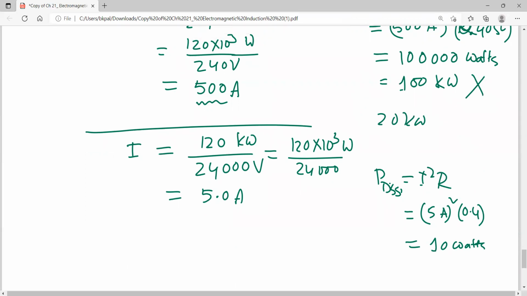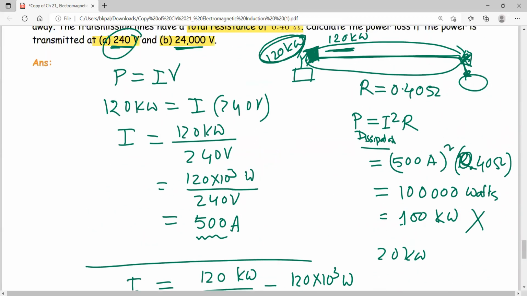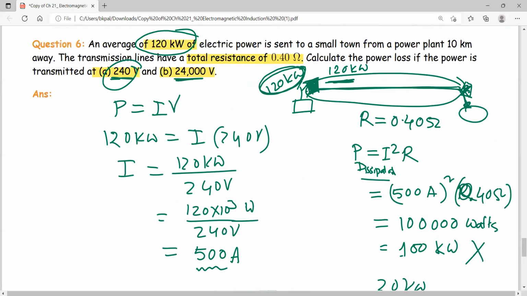Only 10 watts is lost. 120 kilowatt is too high, so 10 watts is not that bad. Out of 120,000 watts, 10 watts is basically nothing. That's why when we supply power from the power line, we have to step up.